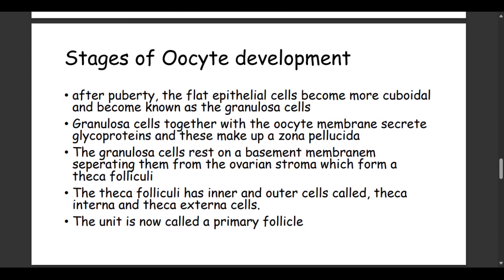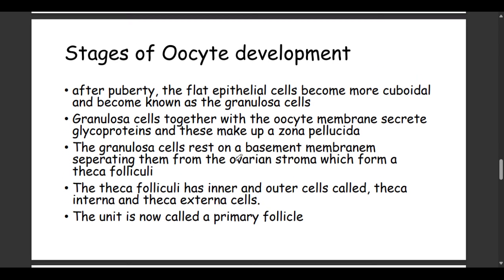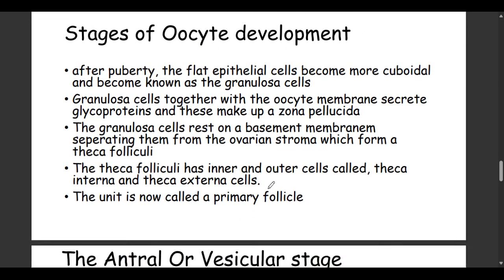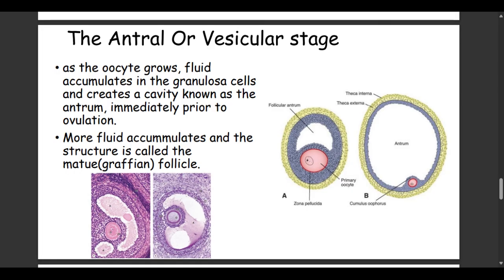Okay, so after puberty, the flat epithelial cells become more cuboid. This is just from what I was saying. So this is basically what I'm explaining. And then we have at the end what is known as an antro or vesicular stage. Antro or vesicular stage is where this fluid-filled space that I was talking about has developed. So the antro or vesicular stage is these two stages here.